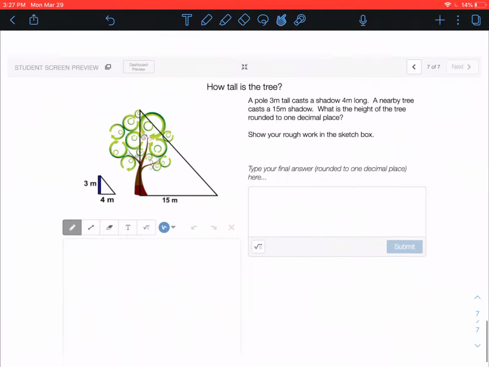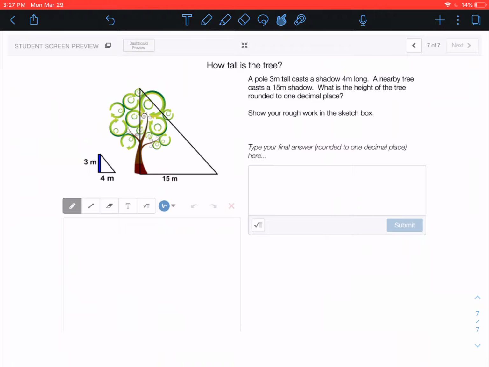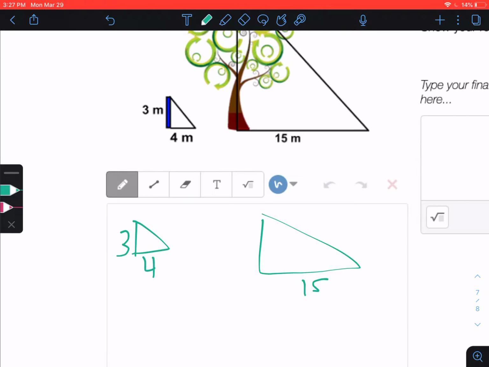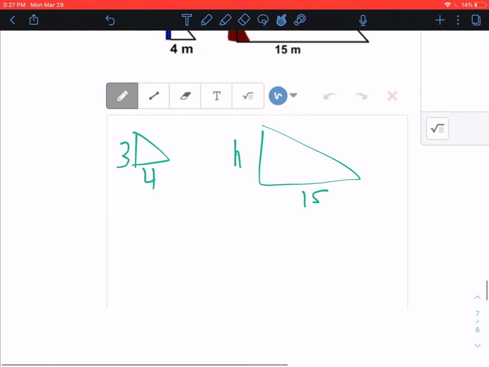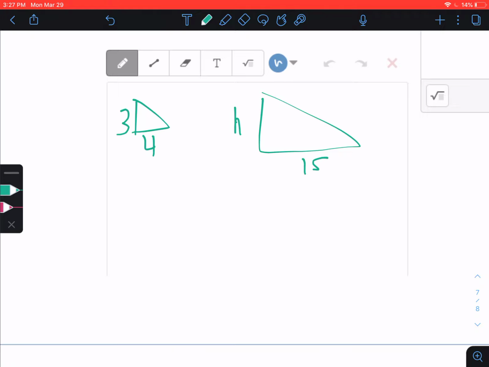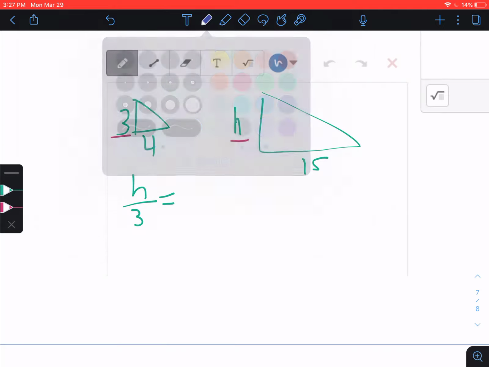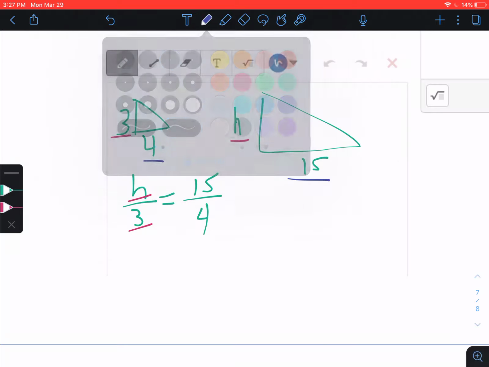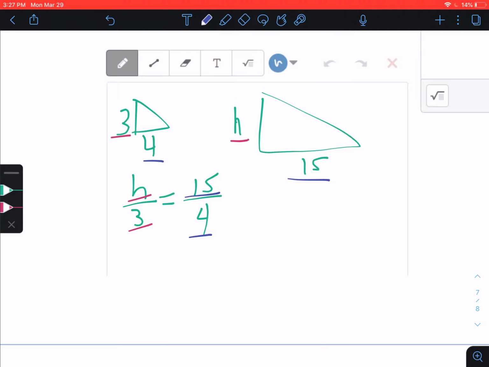All right, last one here. Here we're going to be using similar triangles to find the height of this tree. In your sketch box, you're just going to show me these two triangles. I've got 3 and 4, and then we've got another triangle over here, 15, and this height h. We don't know the height of that tree. So I'm going to build my ratio using the corresponding sides. So h and 3 are corresponding sides, so I do h divided by 3. And then my 15 and 4 are my other corresponding sides, so I'd write 15 over 4. Remember that h and 3 are together, and that 15 and 4 are together, because they're corresponding sides.